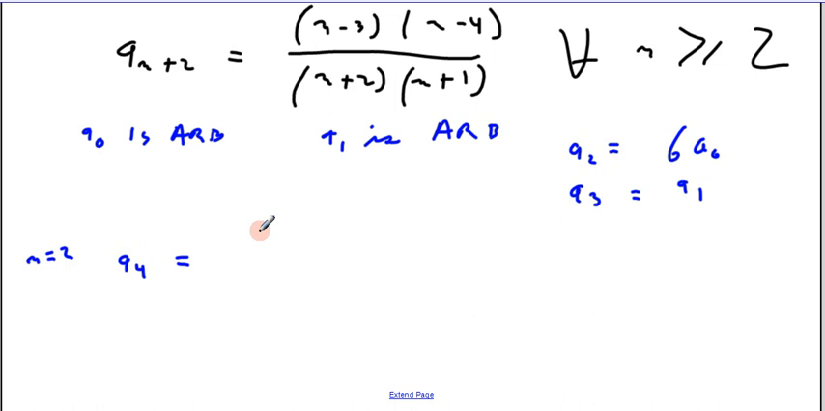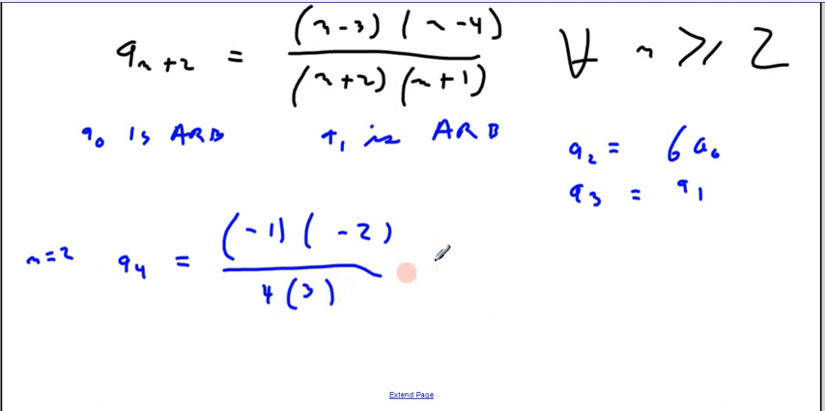And we have a4 is equal to minus 1 minus 2 divided by 4 times 3 times a2, which is going to be 6 times, 1 over 6, a0, which is going to be a0.